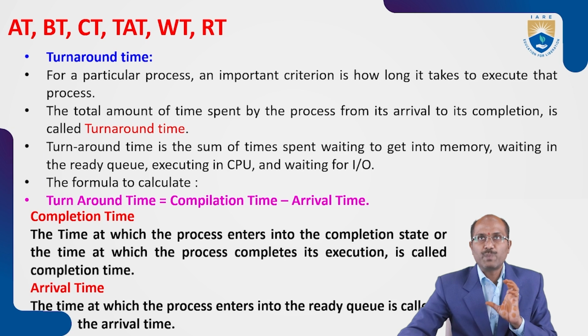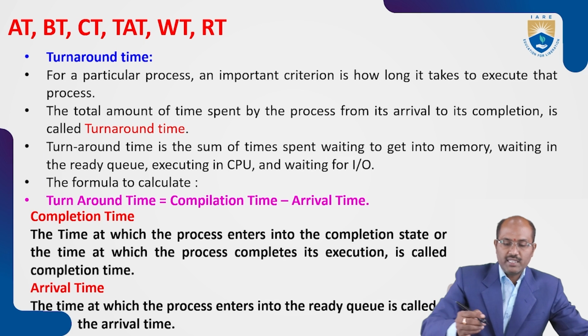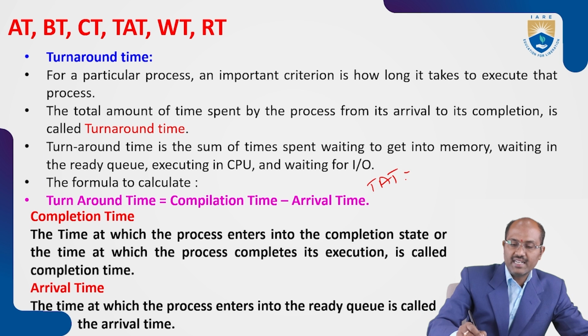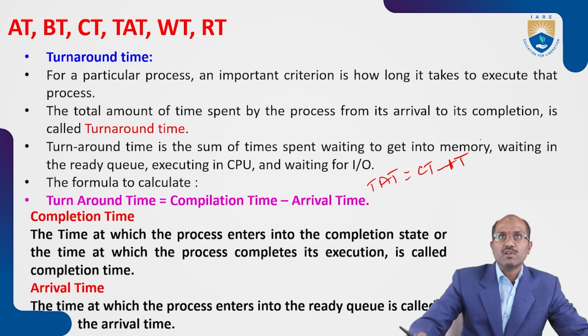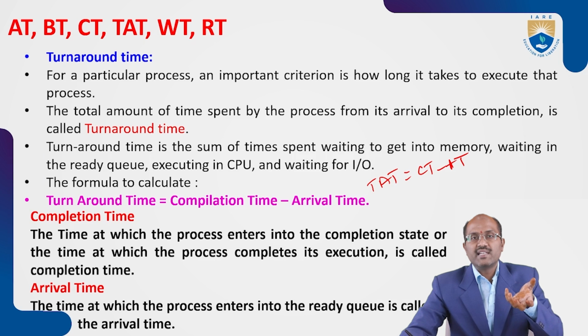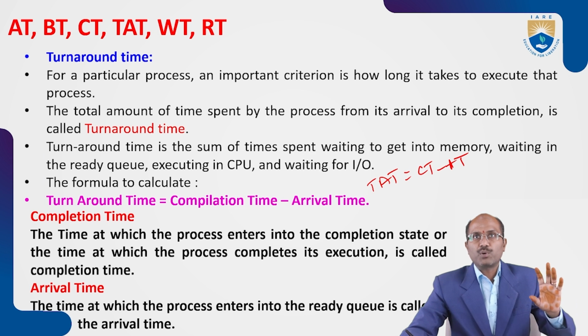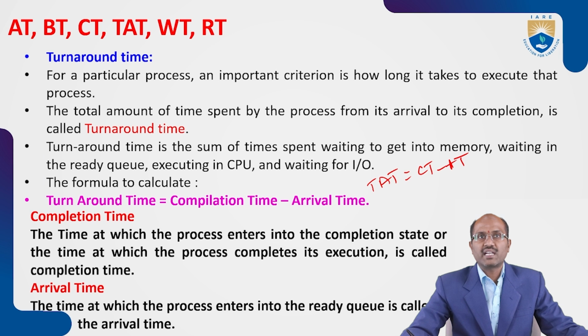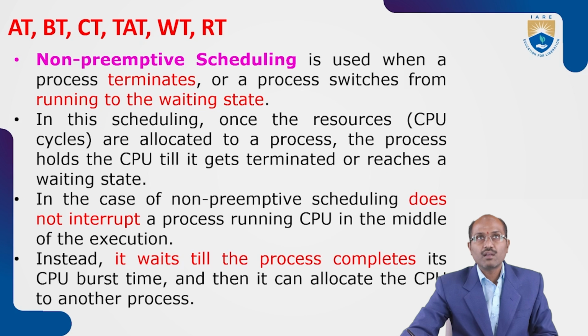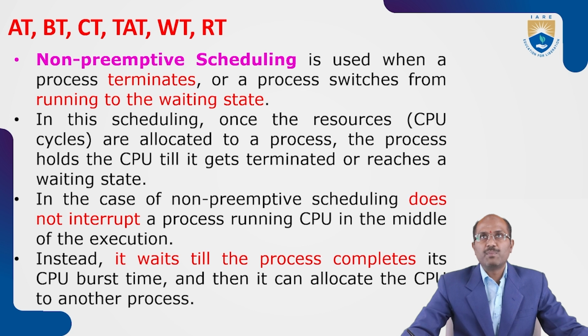It is the sum of time spent waiting to get into memory, waiting in the ready queue, executing in the CPU, and waiting for input output. So the turnaround time, TAT, we calculate as completion time minus arrival time. Completion time is the time at which the process completes its execution. The arrival time is the time at which the process enters into the ready queue.